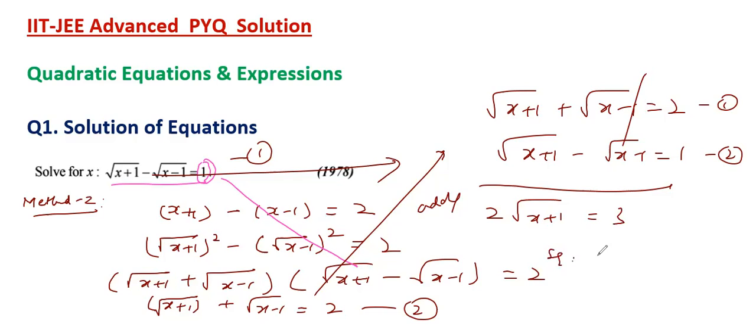So squaring both side, equal to 3 by 2 whole square, that is 9 by 4. So x equal to 5 by 4 again. In this question, this method seems very lengthy, but it is useful for harder questions. So method 1 is better for this question.